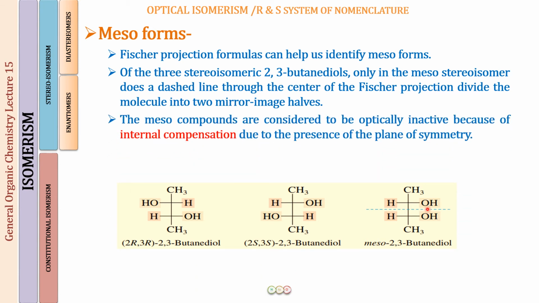And we say that meso compounds are considered to be optically inactive because of internal compensation due to the presence of a plane of symmetry. So the activity of one is being compensated in the molecule by an opposite rotation, and hence we say that meso compounds are optically inactive. The word internal compensation is going to be important for you. Many times it comes in examinations.